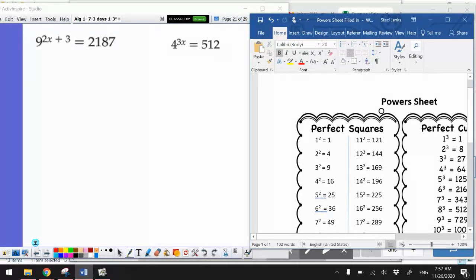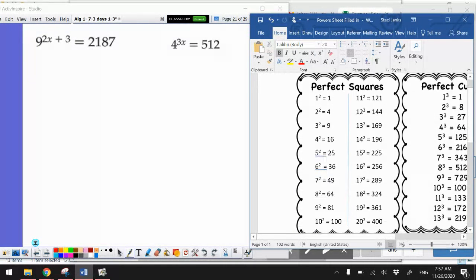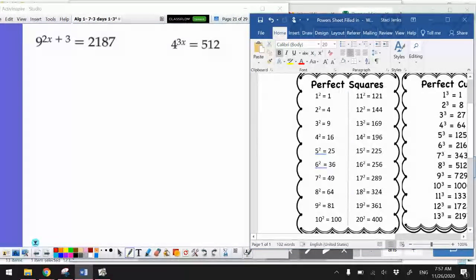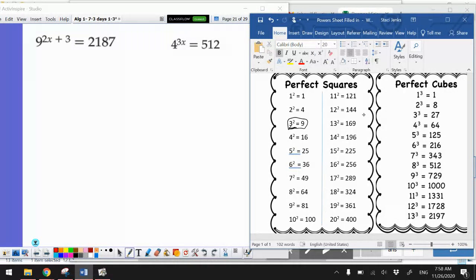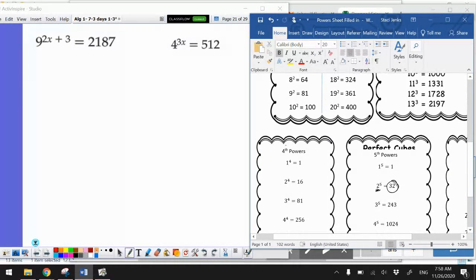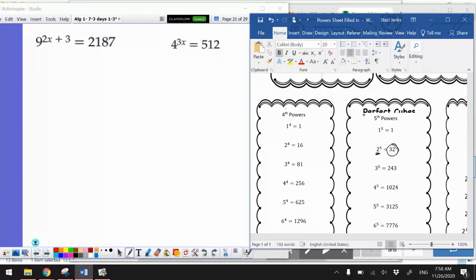I see that 9 cubed is 729 and 9 squared is 81. So that doesn't work. So what number goes into 9? 9 actually has a base of what? Well, if I look over here in my perfect squares, I see 9 actually has a base of 3. So let's look at our 3s. So 3 cubed is 27. 3 to the 5th is 243. 3 to the 4th is 81.